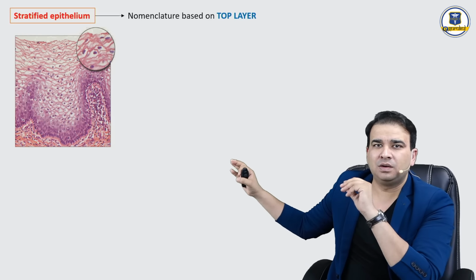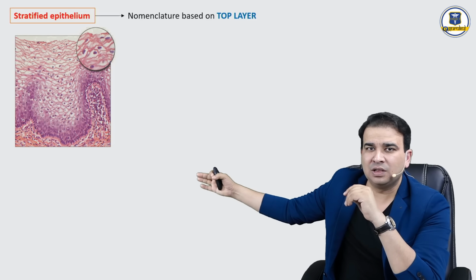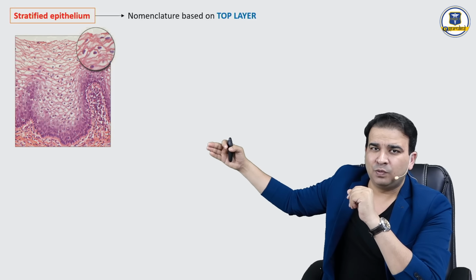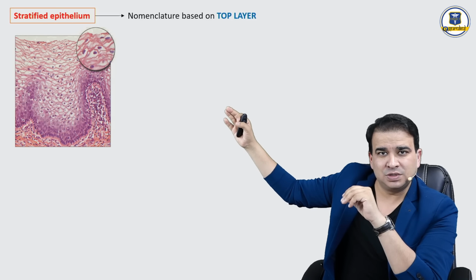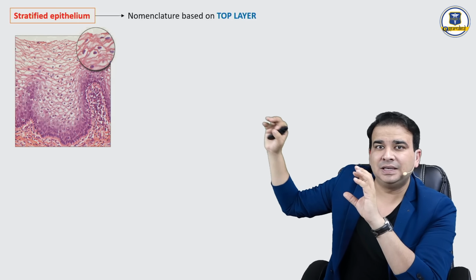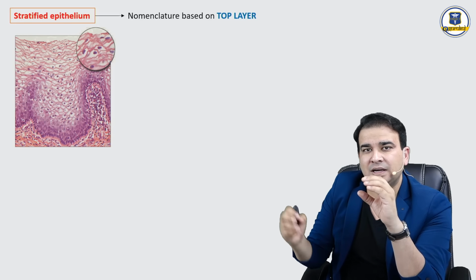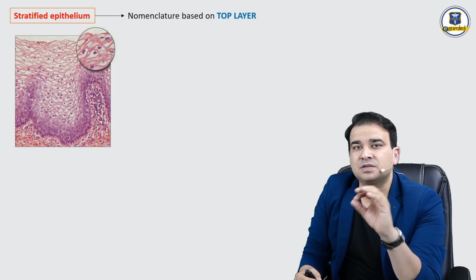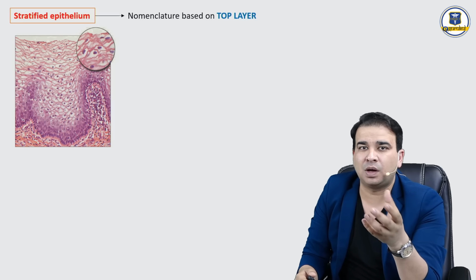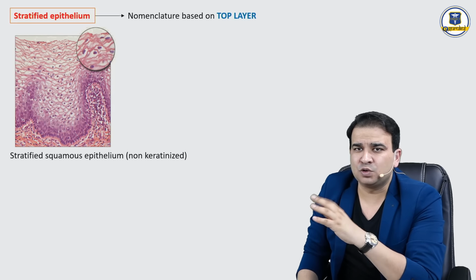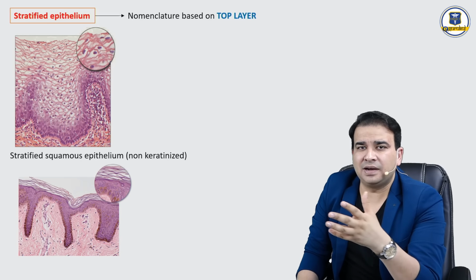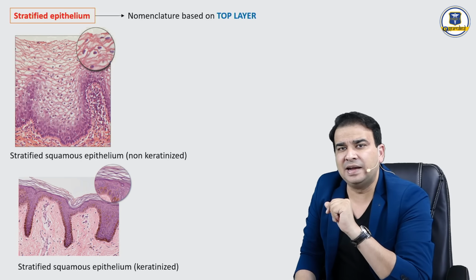You're looking at a very nice slide, and you can see all these cells beautifully arranged. We have all kinds of polyhedral cells in the middle. But by the time you reach the top, you see that we have the squamous cells present over there, and that's why we call it the stratified squamous epithelium. The top layer is squamous, so we call it stratified squamous epithelium. Now this one is non-keratinized. We also have a stratified squamous keratinized epithelium. We'll discuss that separately in the integumentary system.